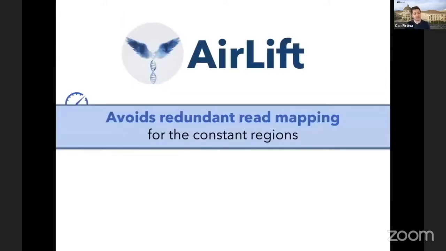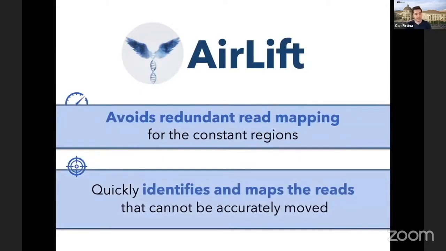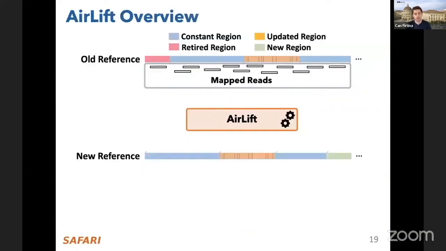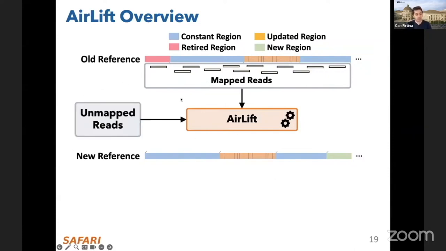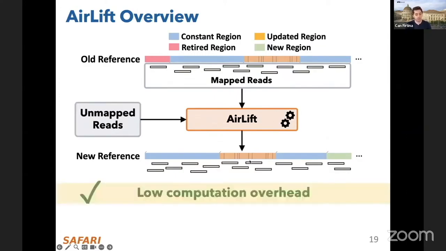AirLift avoids redundant read mapping for the constant regions, and it quickly identifies and maps the reads that cannot be accurately moved to the new reference genome. So let me go over the key steps in AirLift then. This is the overview of AirLift. What AirLift does is that it takes all the mapped reads from the entire region of the old reference genome. It also takes all the unmapped reads, and then it quickly maps them to the new reference genome with a low computation overhead and accurate mapping.